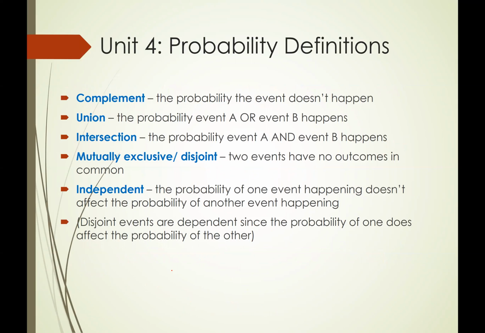Here are some basic probability definitions. The first is the complement. This is the probability the event doesn't happen. So for the complement, we have our event E inside the circle. The complement is everything outside of the circle. Remember the notation we use for this is like that. And that's going to be 1 minus the probability of E.